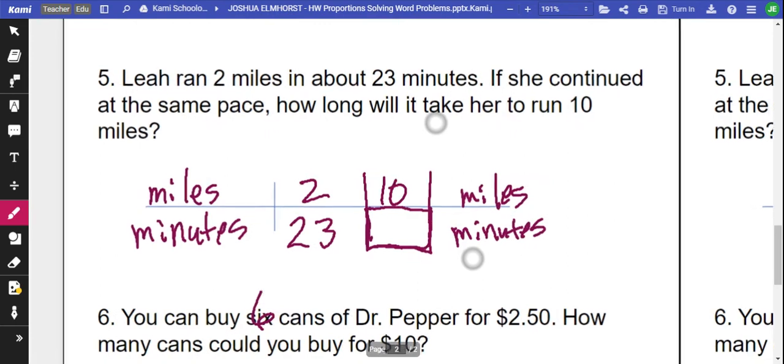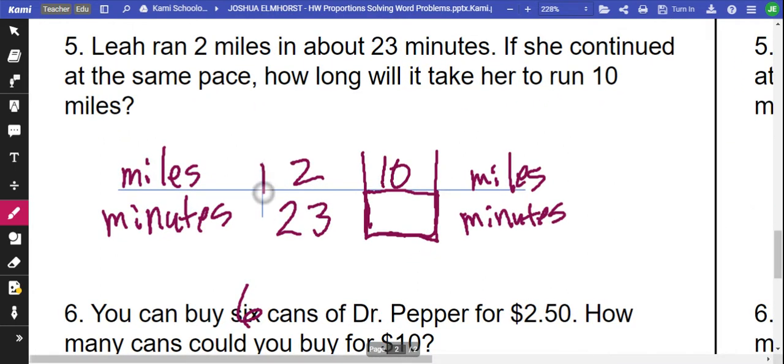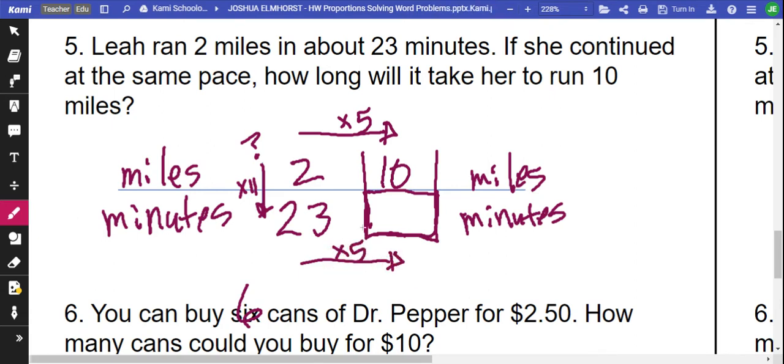Okay, number 5. We look here, not sure. 2 times something is 23, maybe 11, but that's only going to get us close. So then we look at the comparison here. 2 times 5 is 10. So we do the same one down here, times 5, to give us our answer. So 2 times 5 is 10. So 23 times 5 would be our answer.